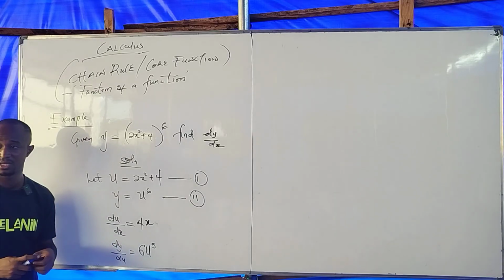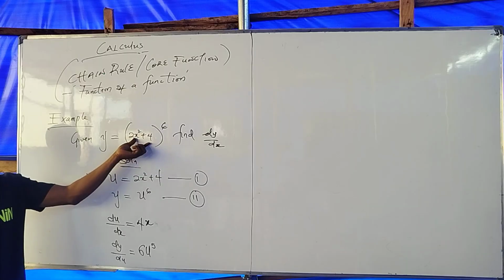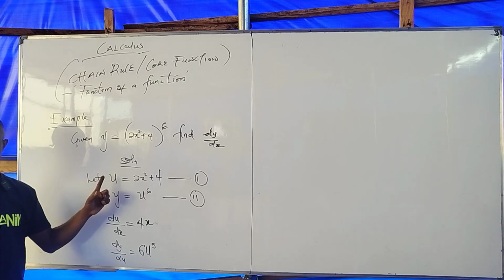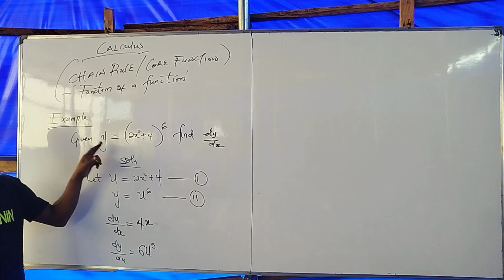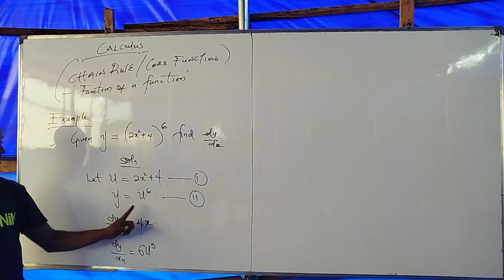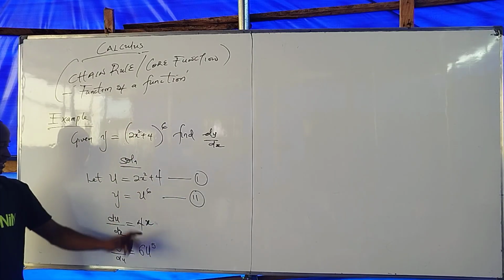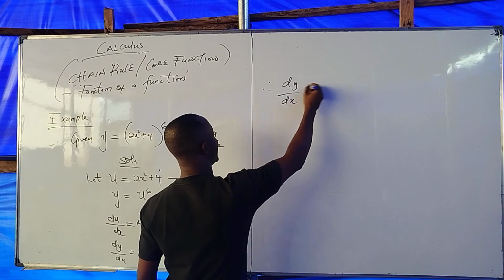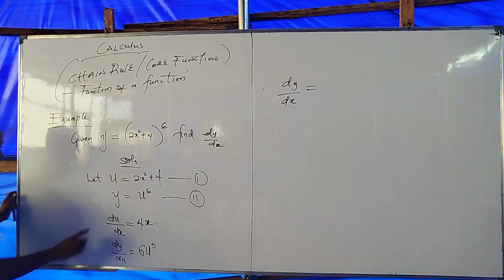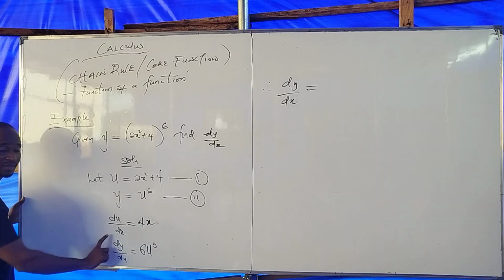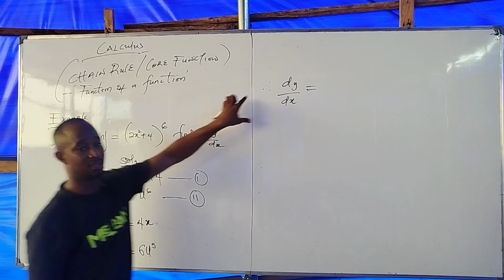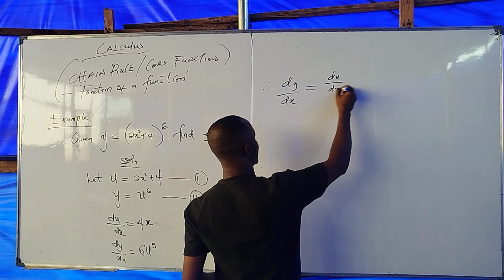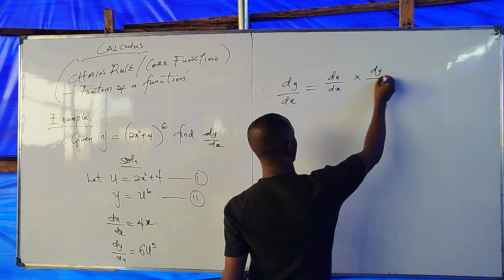Is it making sense? The first thing we need to do here is to say let u equal this function here. You can even use v or anything, but I always like using u. If u equals this, it means y equals u raised to the power 6. Then we differentiate and have this. Therefore, dy/dx will give us the product of du/dx and dy/du. When you multiply this with this, we have dy/dx. So that means du/dx times dy/du.